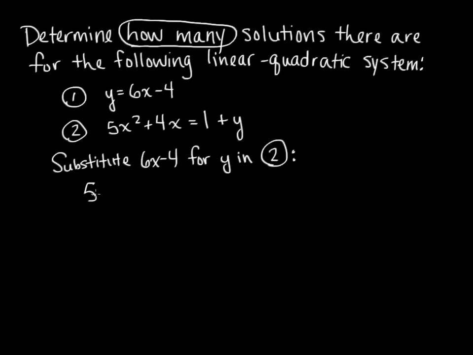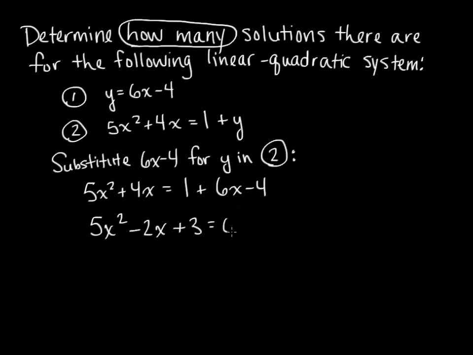Okay? So we get 5x squared plus 4x equals 1 plus, and then in place of y, we replace 6x minus 4. Okay, we now have an equation where there's only one unknown variable, the x value, and so we can rearrange and solve for that. So if I rearrange so that I have 0 on the right-hand side, I get 5x squared plus 4x minus 6x, so negative 2x, and then negative 1 plus 4, so positive 3 equals 0.